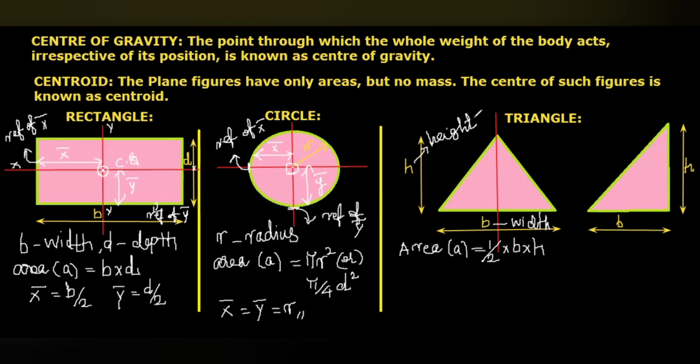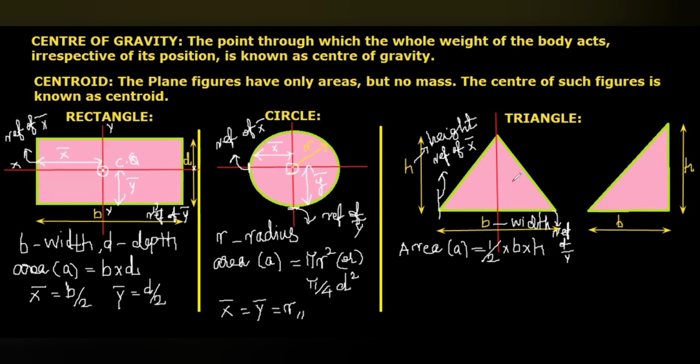Okay. So half into base into height. Then the center of gravity of the rectangle. Here, as usual, we take the left bottommost line. That is the reference axis of y bar. Here, there is no line, so this point is the reference for the x bar calculation.